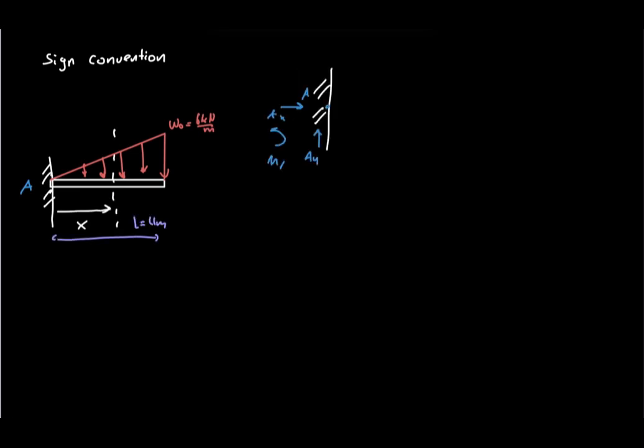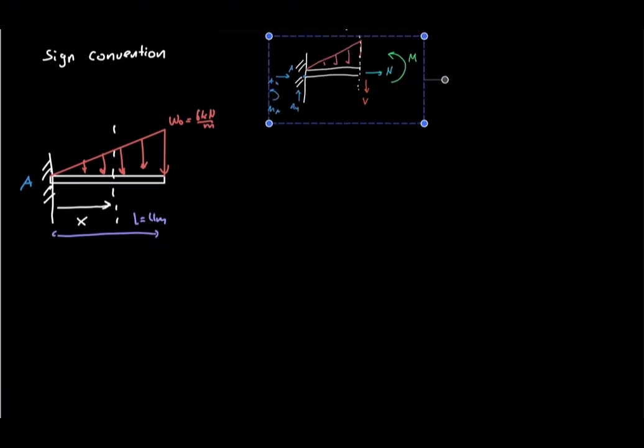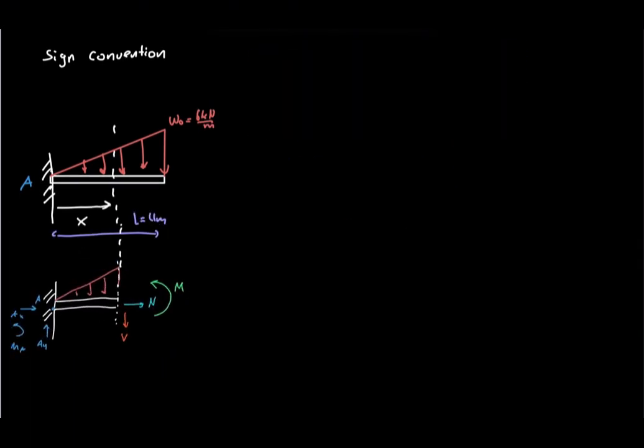Now we make a cut at position x and keep the left-hand segment. For this course, our positive directions on the left cut face are axial force to the right, shear force downward, and bending moment counterclockwise. Other conventions are possible, but every arrow and equilibrium equation must remain consistent with the convention chosen. The load intensity at the cut depends on x.